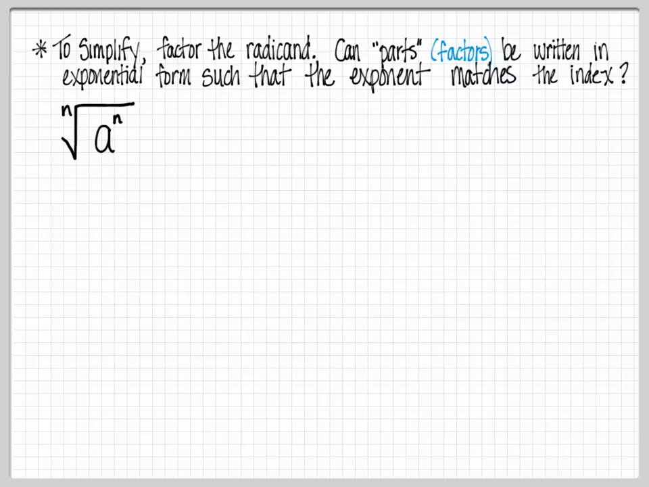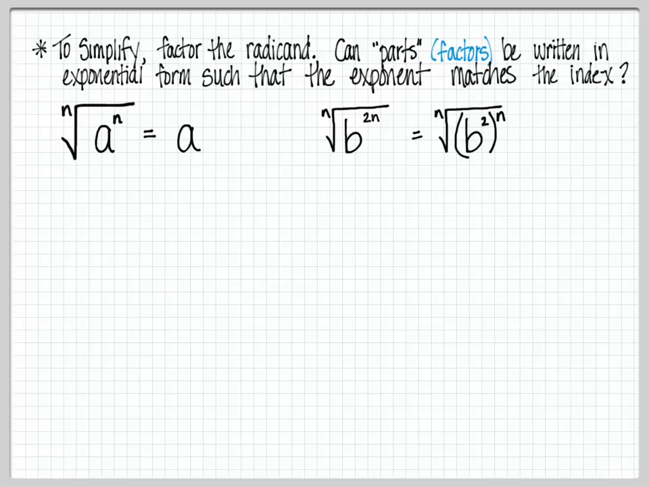It goes back to this rule. We're going to assume at this point that all of our variables are positive. We're not going to deal with absolute value bars here. So the nth root of a to the n is just a. And here's another example where if I had the nth root of b to the 2n, well, I could write that as b squared to the n. So now I've got the index of n, and I have this b squared raised to the n, so therefore it's b squared that's going to come out.